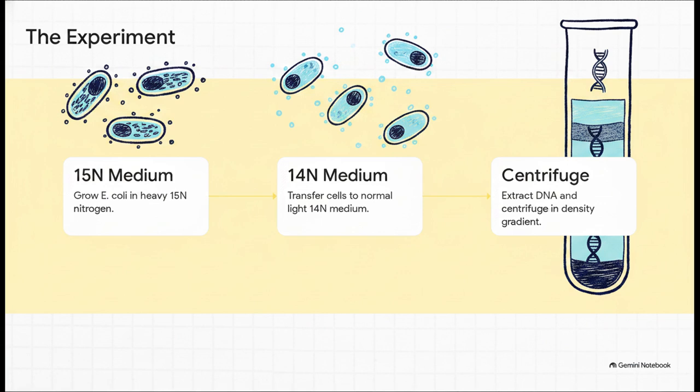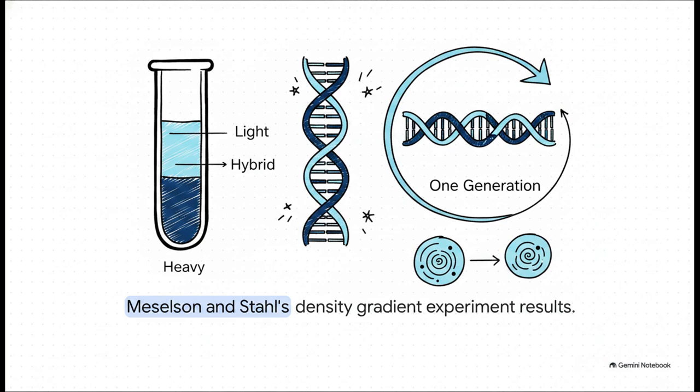Think of this as feeding the bacteria heavy flour. So all of their DNA was built using these heavy ingredients. Then, they abruptly transfer those cells into a normal, light 14N medium. As the cells multiplied, they extracted the DNA and spun it in a cesium chloride density gradient. Now, this is a technique that separates molecules purely based on how heavy they are. And the result? Well, look what happened after exactly one generation of cell division.